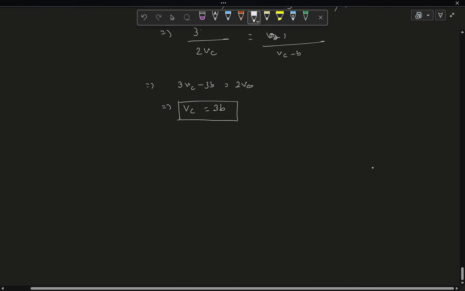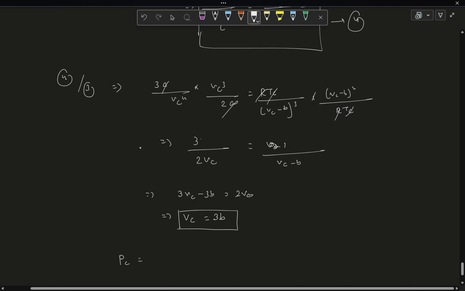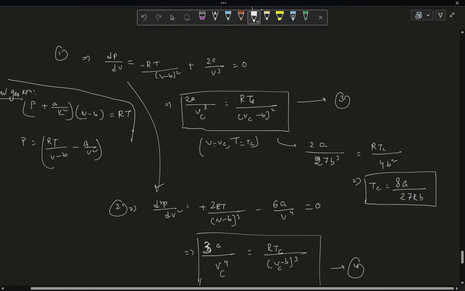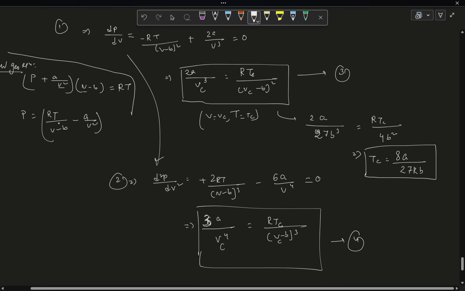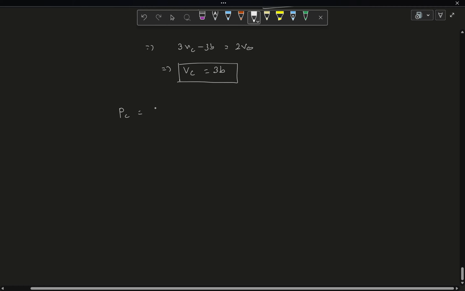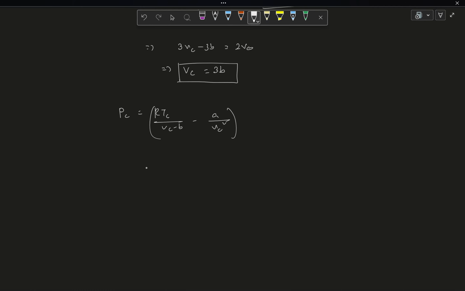Right, so TC is also obtained. Now once you have TC and VC, you can get PC, which is PC equal to, you have to use the main expression. This is RT by V minus B minus A by V square. So this is now RTC by VC minus B minus A by VC squared. So this is just R into 8A by 27 RB divided by 3B minus B is 2B, minus A by 3B square is 9B square.